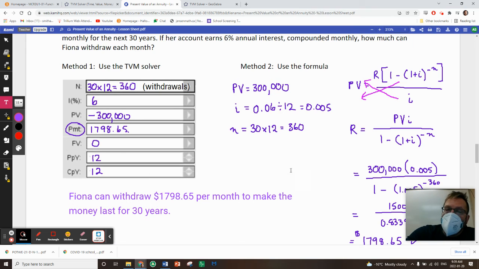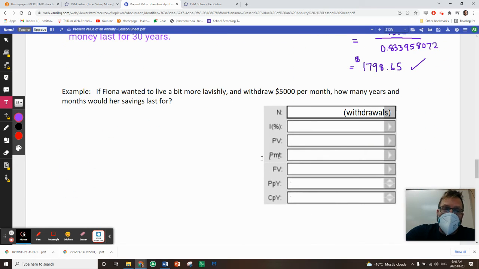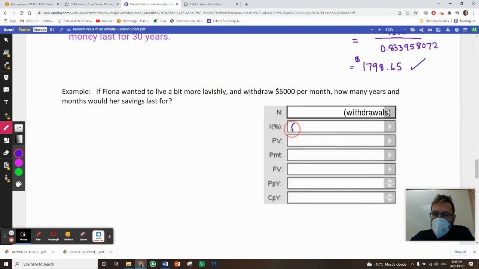Now that Fiona knows what she has to take out to make it stretch for 30 years, what if she wanted to live a bit more lavishly? So we understand if you take out more money per month, your money isn't going to last as long. Well, let's have a look here. Same parameters for this question. So interest rate is 6%. It's a monthly question, 12 and 12. You guys don't need to change any of that stuff. She still had 300,000 saved up, negative 300,000. FV is still 0, but this time we have a payment, positive 5,000, and we're looking for N.